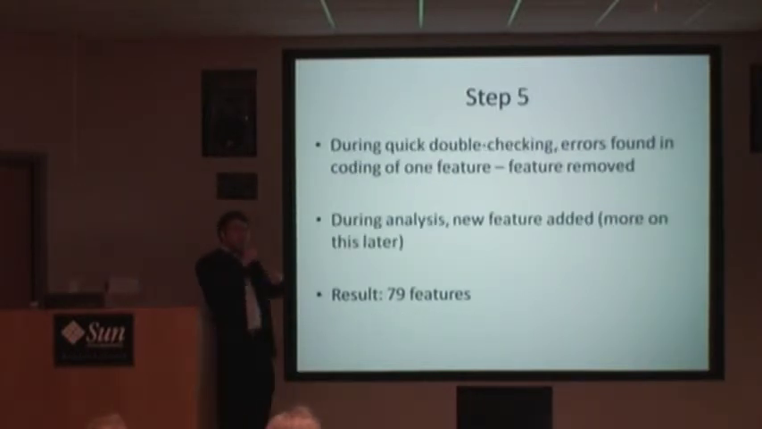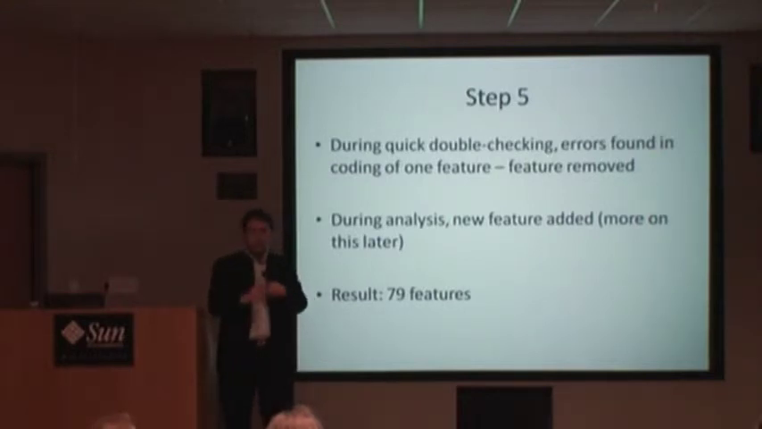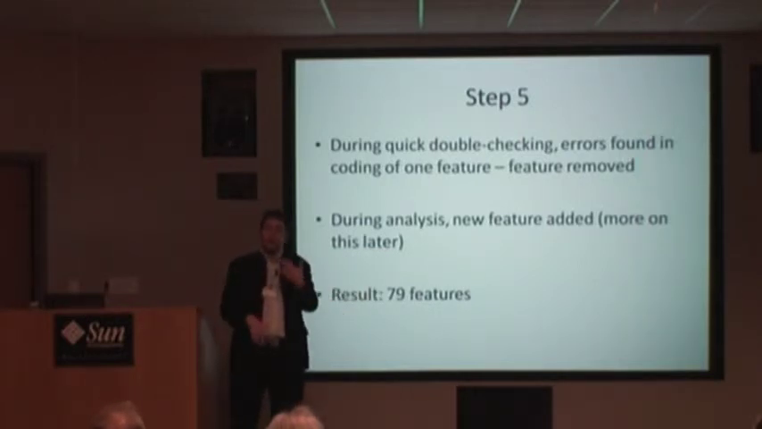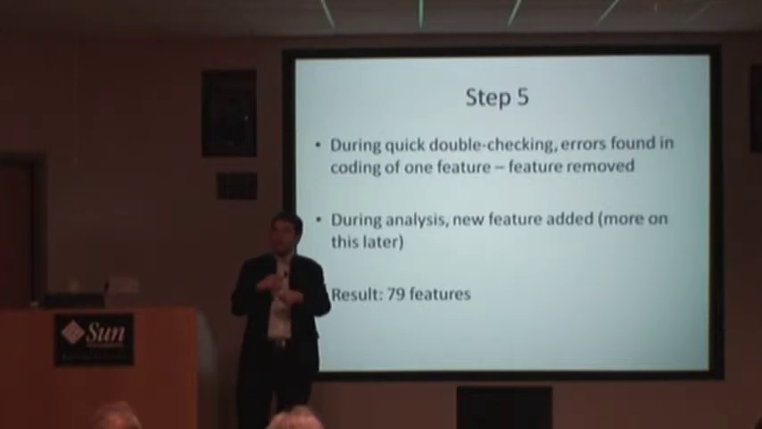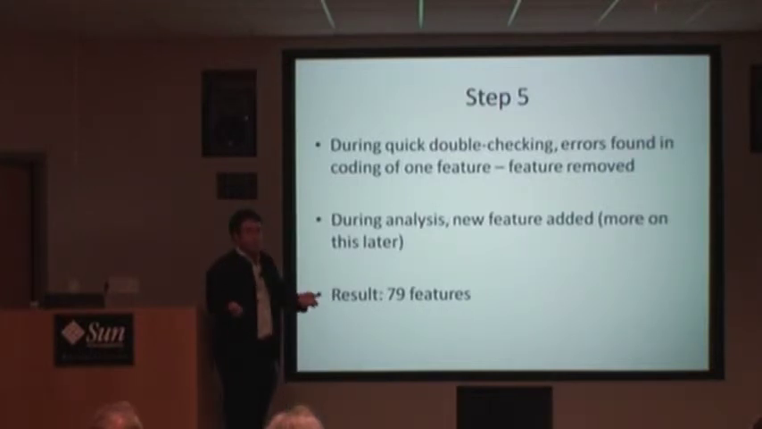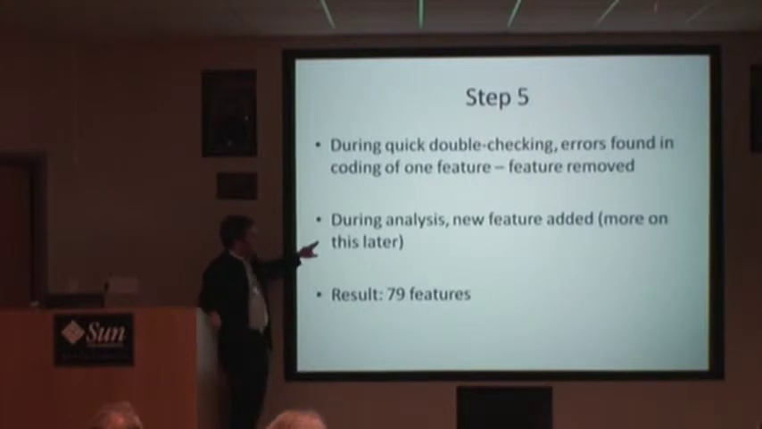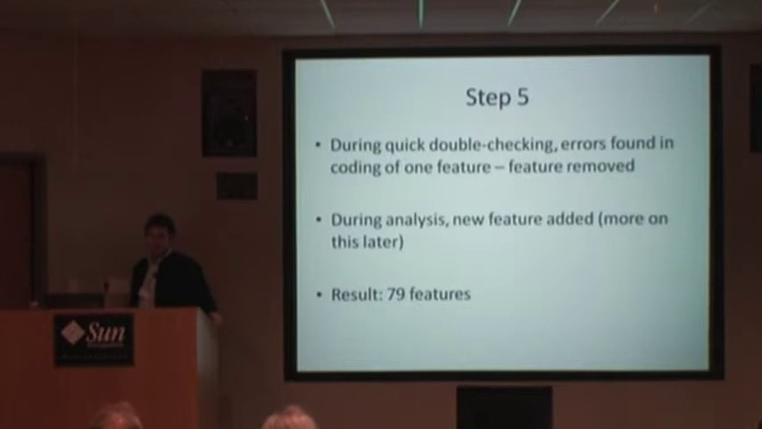We then did a quick double checking across all of these. If I coded something, one of the other coders would go back through it and double check it. That way, less formal than full inter-rater reliability checks, we would have some ability to check that what we were doing was sane. One feature was found to not have good agreement, so we threw that feature out. And during the analysis, we added a new feature. I'll say more about that in a sec. So we ended up again with 79 features.